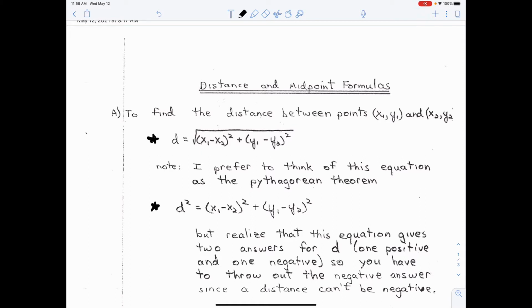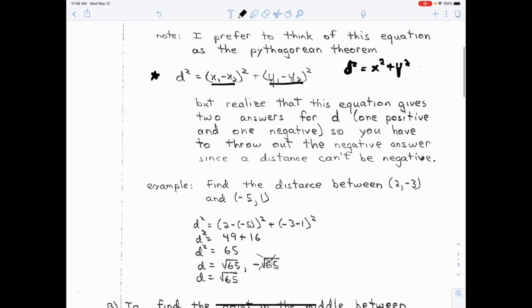So really, just think of it like the Pythagorean theorem. Remember, the Pythagorean theorem is c squared equals x squared plus y squared. Well, in place of c, we're just putting d. So it's d squared equals x squared plus y squared, and to find x and y, you subtract the x's and subtract the y's.